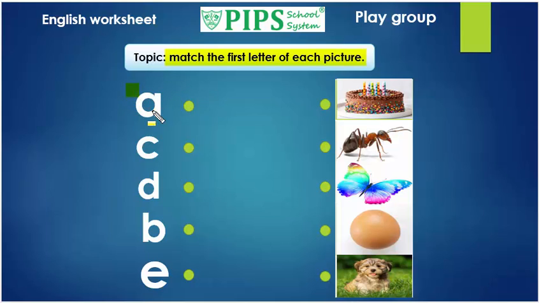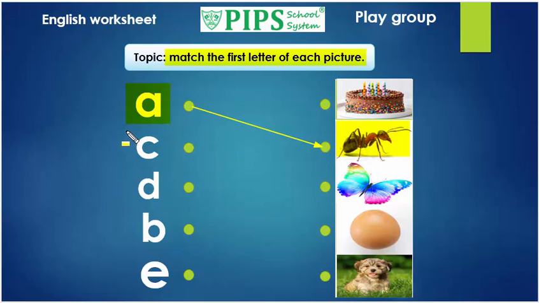The first letter is A. This is a lowercase letter A, sounds like A. Let's learn which thing begins with the letter A. A, and. Now we will match the letter A with and like this.